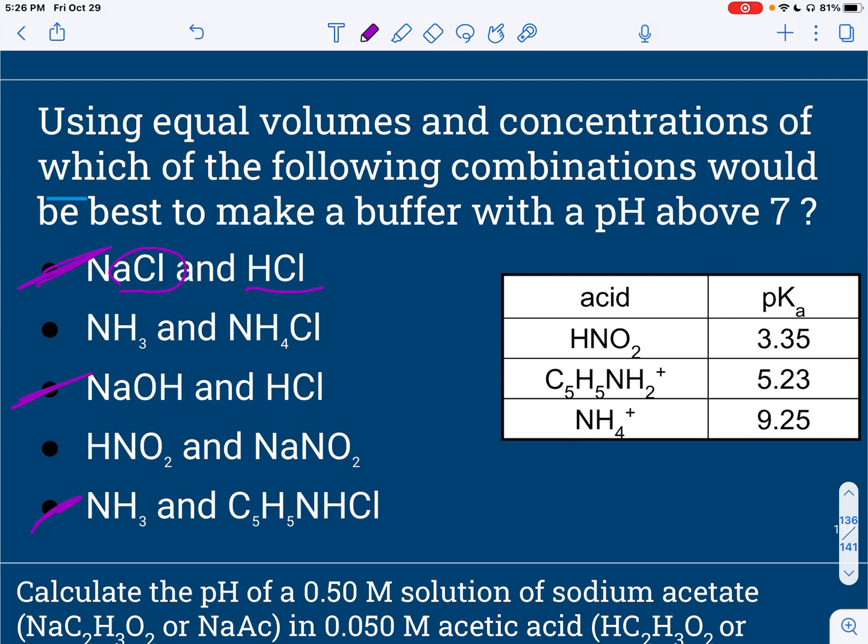All right, so you would look at this one or this one. We know that when they're equal volumes, pKa is equal to pH, so the best one to get a buffer above 7 is going to be this one, because its pKa is above 7.